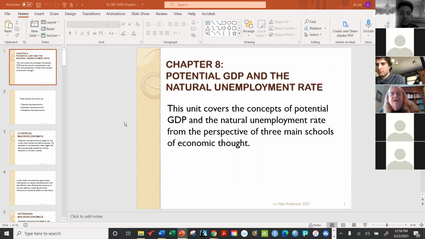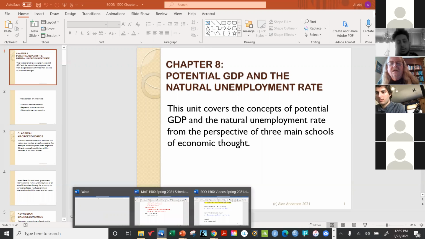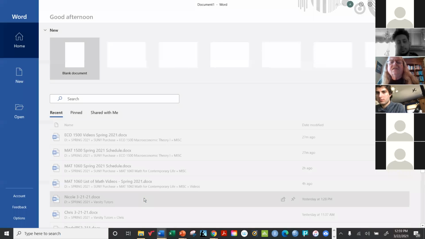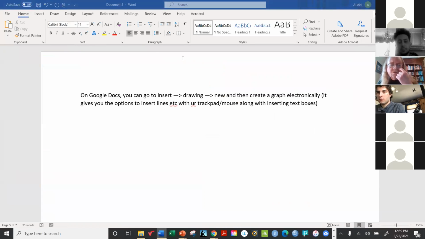More technology. On Google Docs, you can go to insert drawing and create a graph electronically. Oh, wow, no kidding. Yeah, I was going to say that pretty much everyone is using Google Docs right now, and it's able to open on any device. It doesn't have to be Apple, Android, or anything. I see. Somebody in my other class mentioned that, and I reminded them that I'm at least 12 years behind the technology curve. So I'm not surprised to hear that.